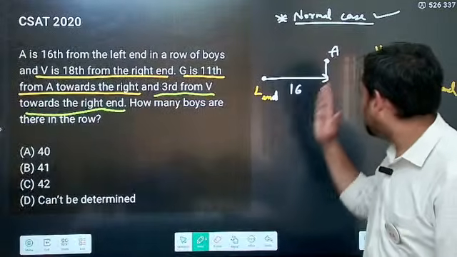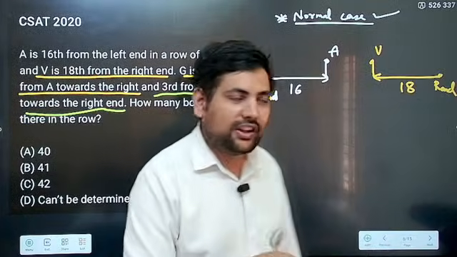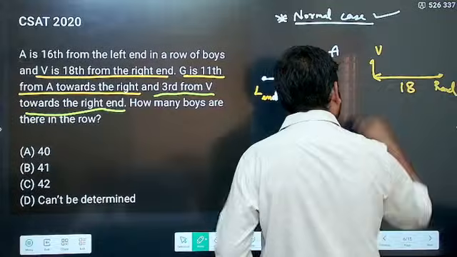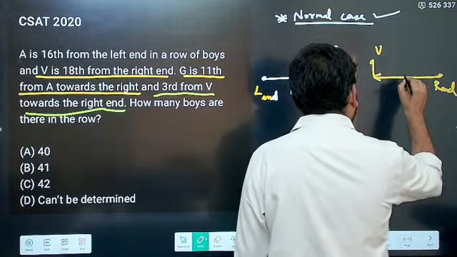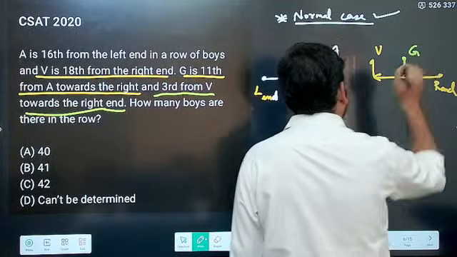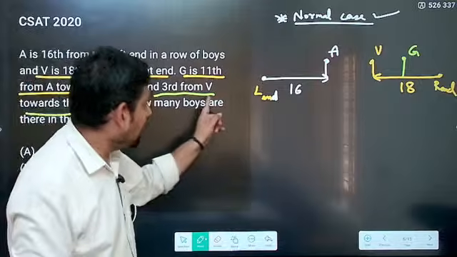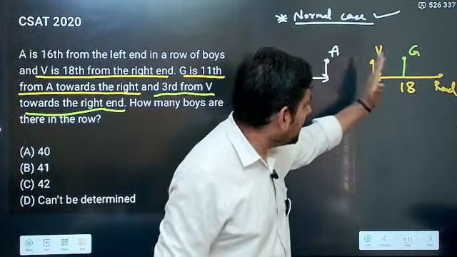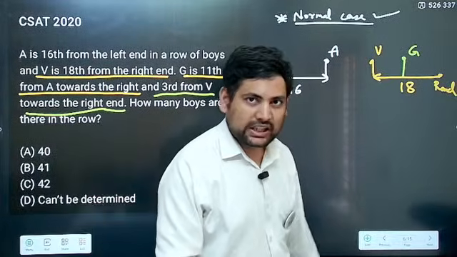Correct? So third from V also towards the right end. So where does G lie? G lies somewhere here. This is actually G. Correct? So this line actually clears it that G will not lie here but here. That is from V towards right end.